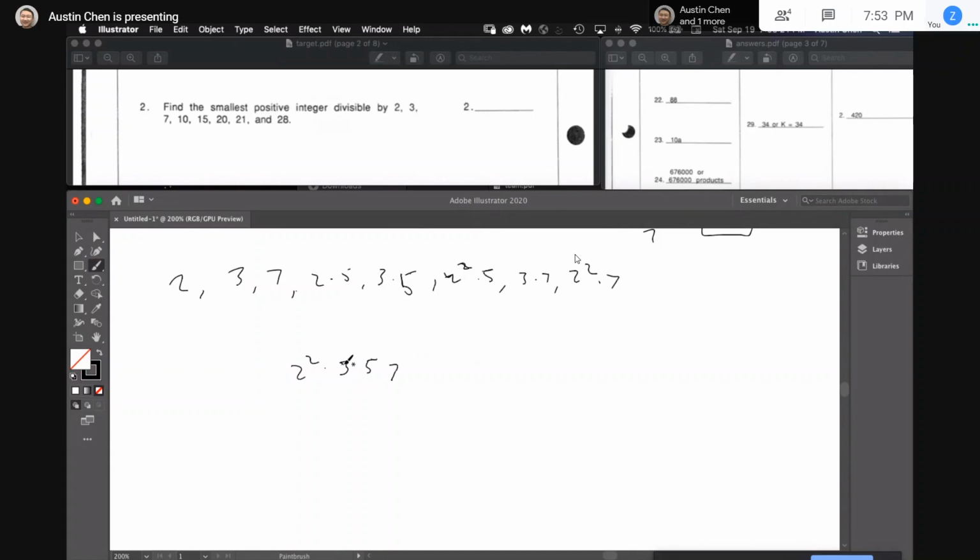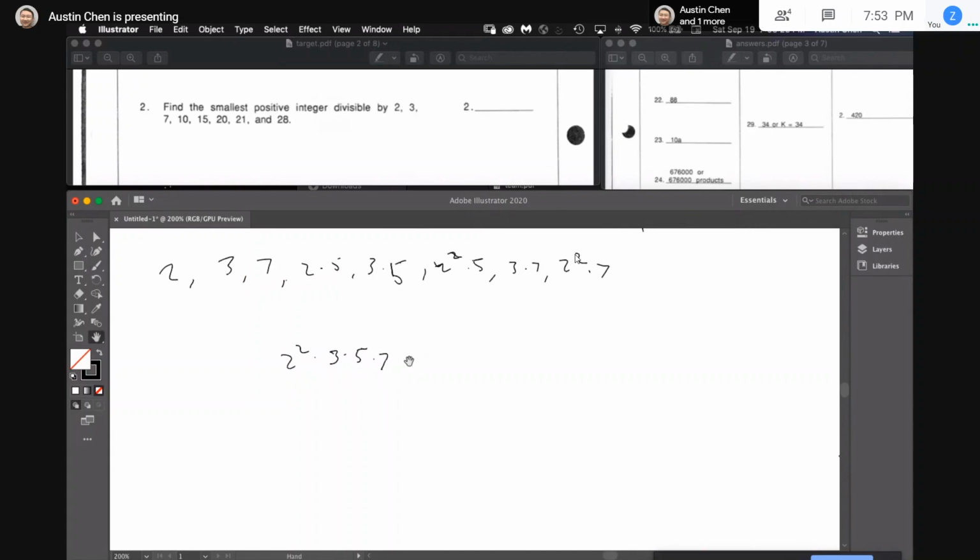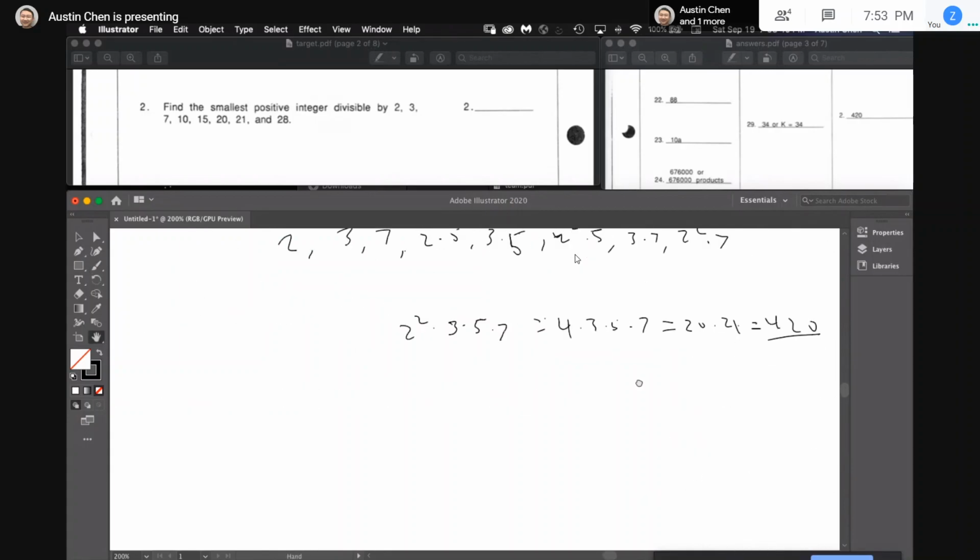So this is going to be our least common multiple, which is 4 times 3 times 5 times 7. The 4 and 5 is 20, and the 3 and 7 is 21. That is just 420. Okay, anything you want to say, Bill? No.